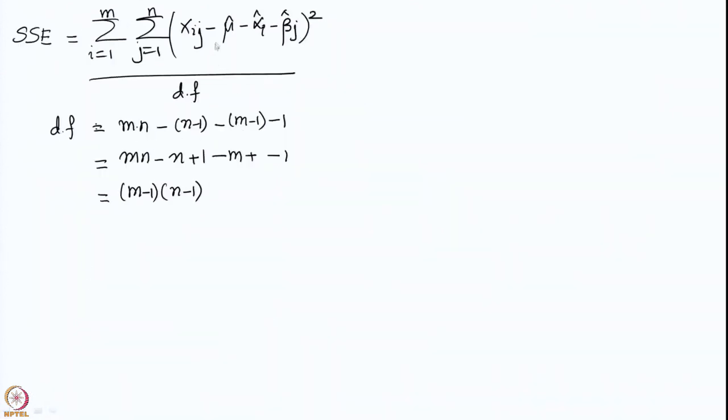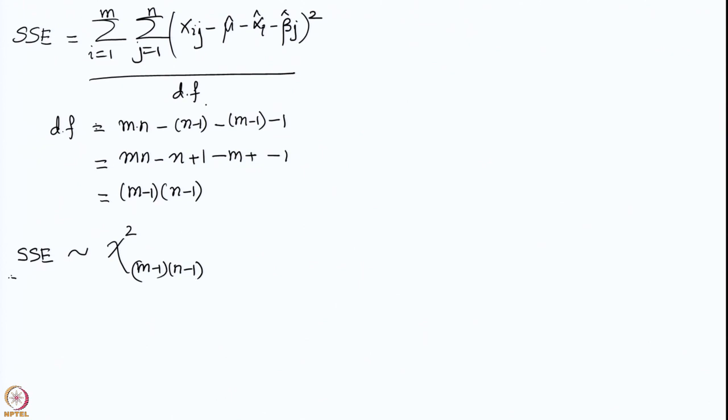Similarly, this becomes n minus 1, and this minus 1 is for the mu hat. Therefore, from the total observations m multiplied by n, you subtract that, which simplifies to this. So this means that SSE divided by sigma square is distributed as chi square with m minus 1 times n minus 1 degrees of freedom.